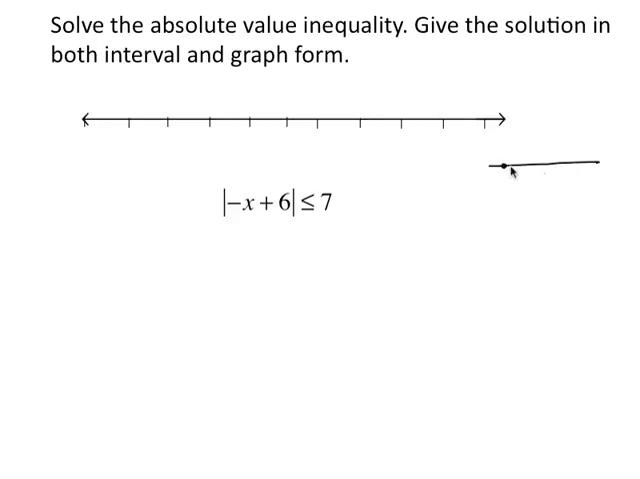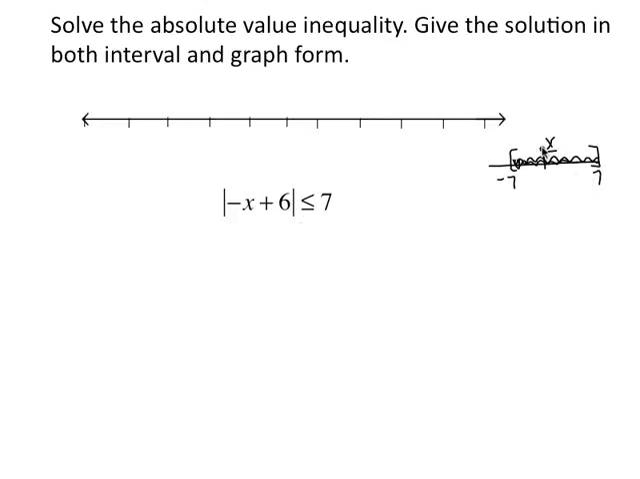So if I draw a number line here, here's my -7 and here's my +7. So I want all the numbers that are 7 units or less away from 0. So that would be all the numbers in between here. So x would have to be greater than -7, but it also has to be less than 7 so that it would satisfy this equation.